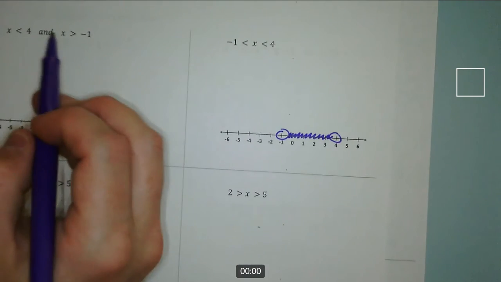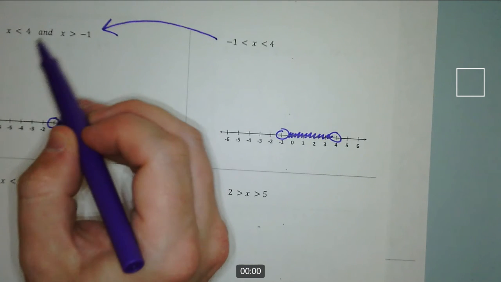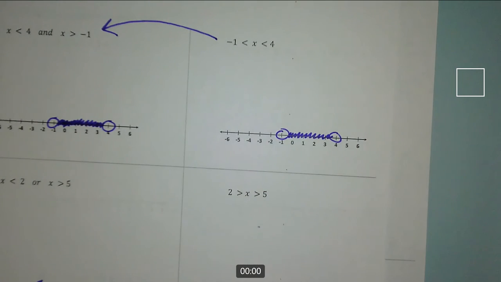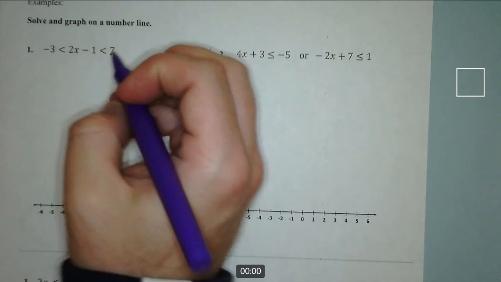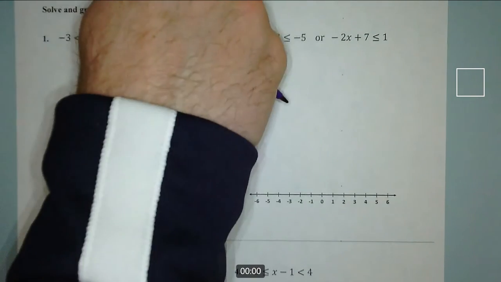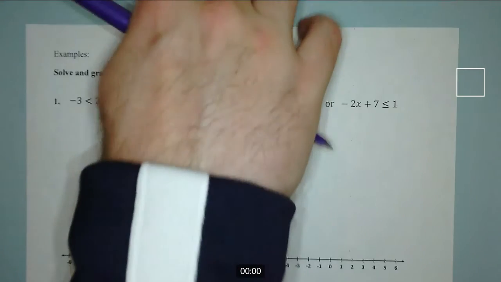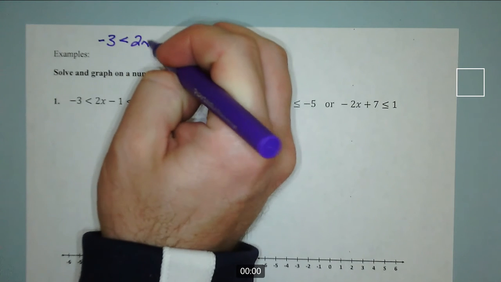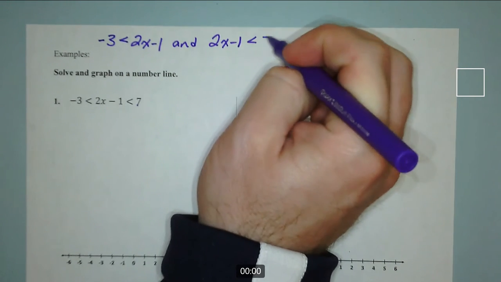You could literally refer this back to what this is saying: x is less than 4 and at the same time x is greater than negative 1. So if we wanted to, Aaron, we could break this up into 2 separate inequalities. I'll do it up here. You could say negative 3 is less than 2x minus 1 and 2x minus 1 is less than 7.